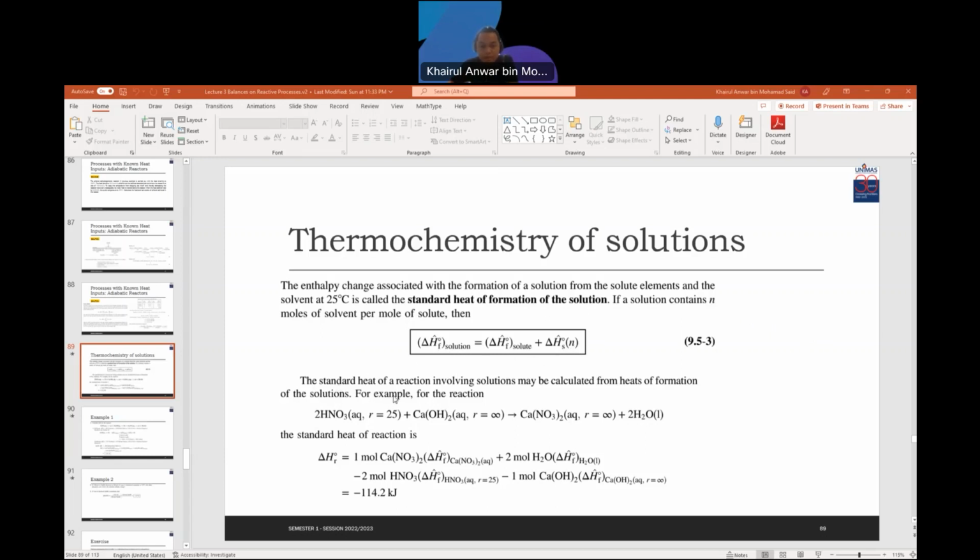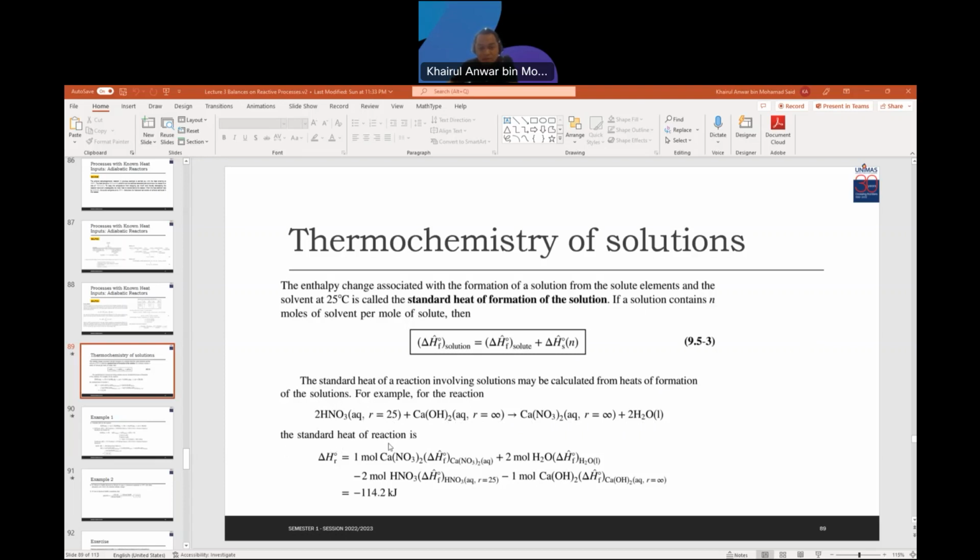The standard heat of reaction involving solution may be calculated from heat of formation of the solution. For example, for the reaction 2HNO3 solution with r equal to 25, r is based on table B11, plus Ca(OH)2 with r equal to infinity, meaning dilute Ca(OH)2, gives Ca(NO3)2 dilute plus 2H2O liquid.